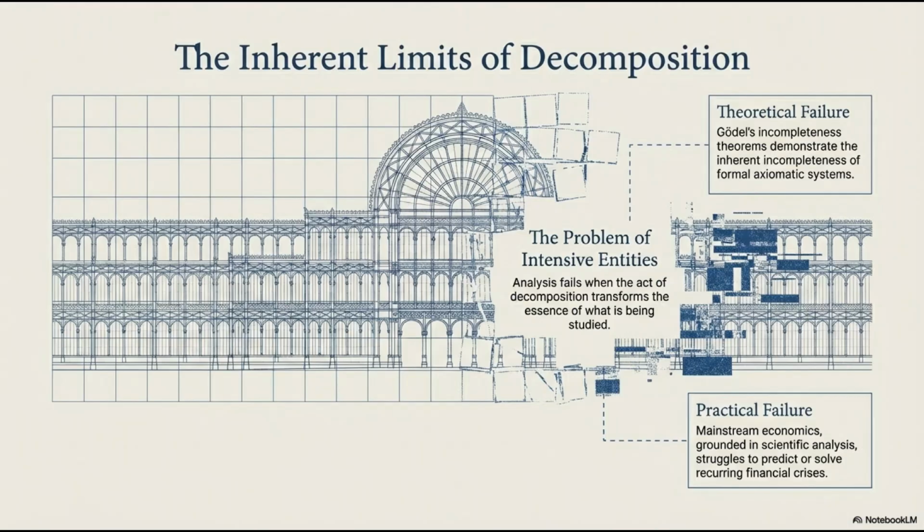However, decomposition has inherent limits. Analysis often fails when the act of breaking something apart fundamentally changes its essence. We see this theoretical failure in Gödel's incompleteness theorems, which prove that even the most perfect formal systems cannot be fully self-contained. Practically, we see it in fields like mainstream economics, where the attempt to model financial systems through isolated data points often leads to a failure to predict or resolve the complex, recurring crises that define our modern economy.